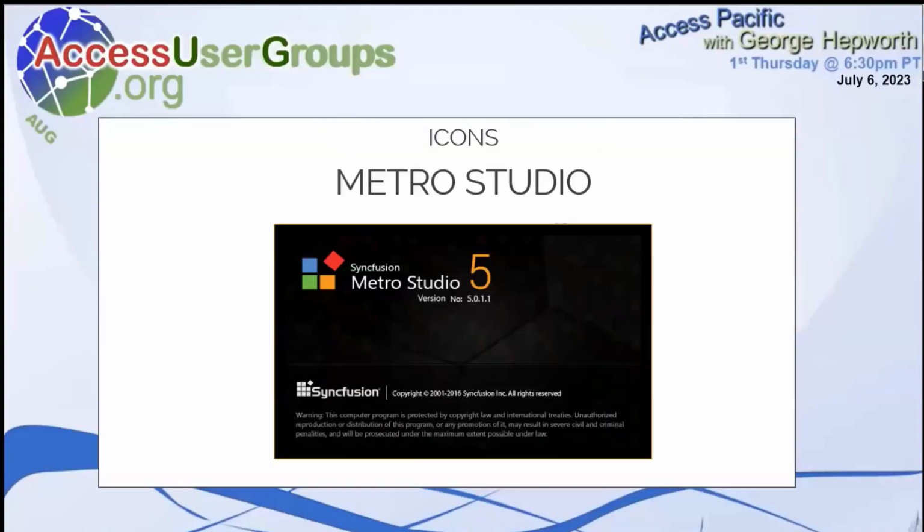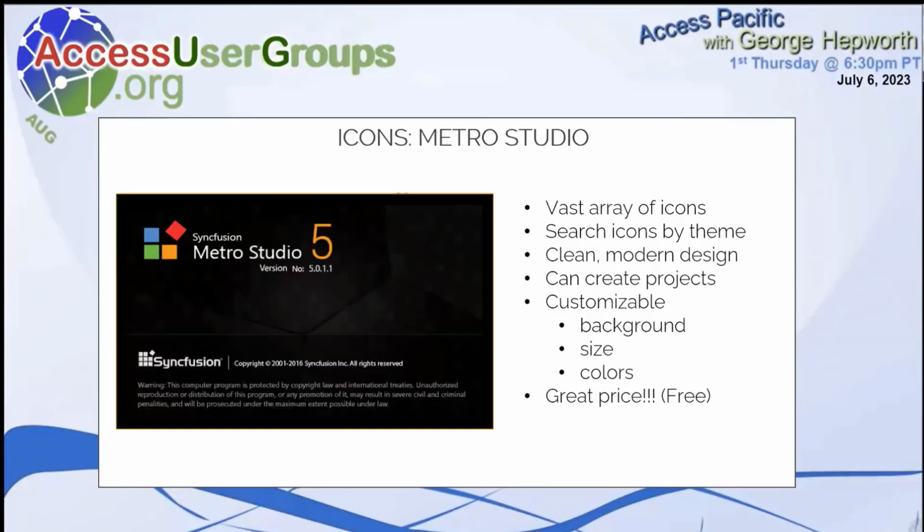So in terms of icons, how do you get your icons? How do you come up with your icons? There's a free software called Metro Studio. It has a massive array of icons within it, and you can search them by theme. You can search them by name as well. Clean, modern, flat design. And you can create projects. So if you're working on different client projects, you can create a project within the software and collect your icons within that.